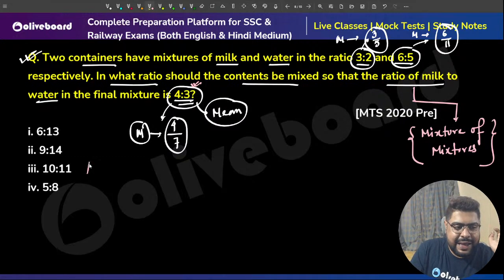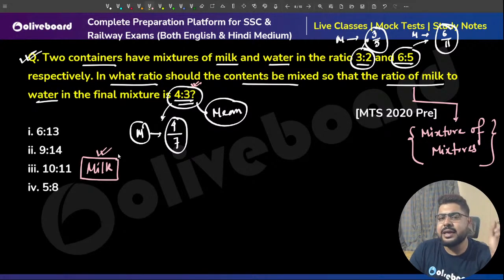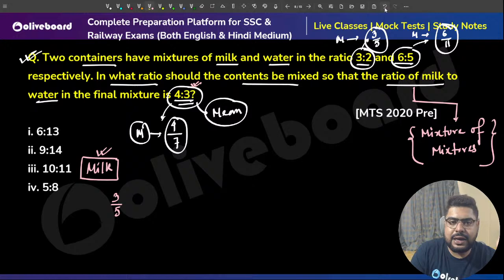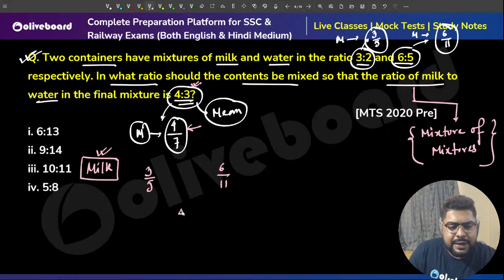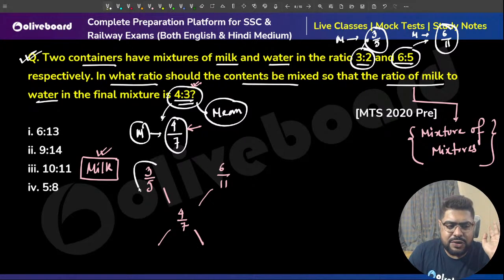Now use your allegation on milk. The allegation variable I am considering is milk. I'll show you using water as well. You can use both, nothing will change. Milk was 3/5, 6/11, and the mean value is 4/7. So let us use allegation. It looks a little bit tricky, but it's not, trust me.